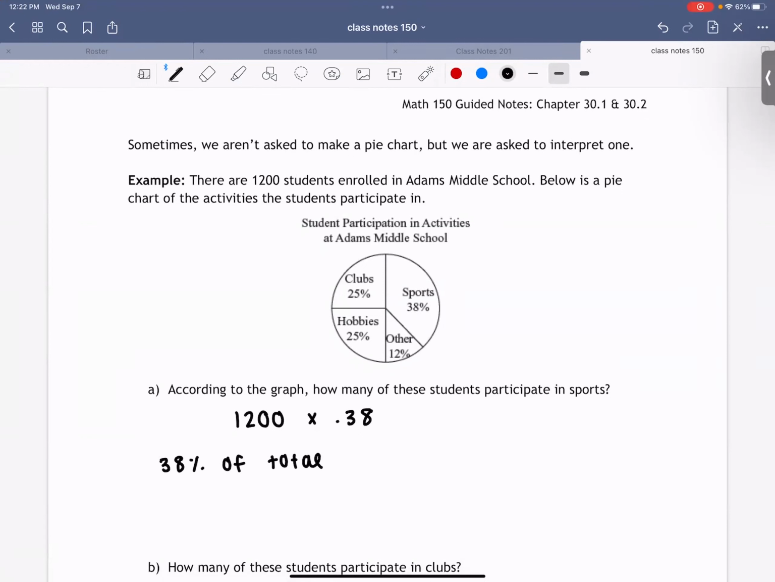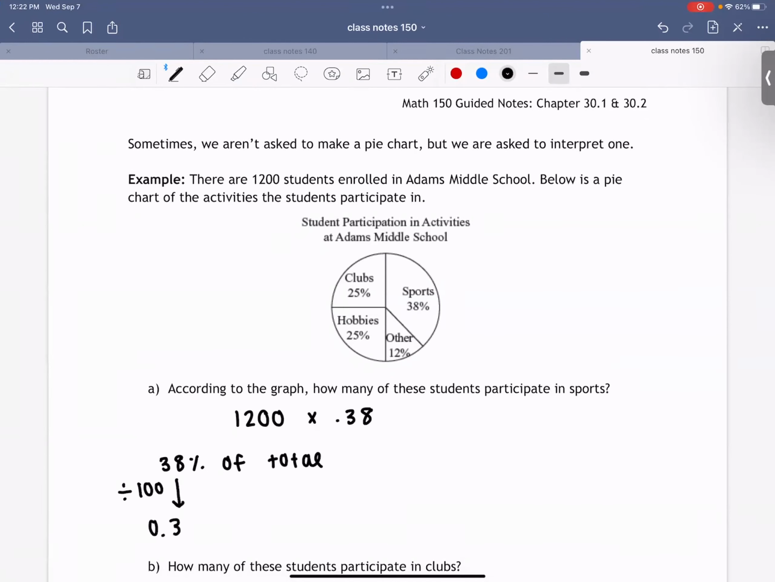Now to get from 38% to 0.38, one way you can do this is you can divide by 100. I think someone said in the last class that they moved the decimal point 2 to the left, so you can also do that. But dividing that by 100 gives you 0.38. Of always means times whenever we're doing word problems, right? So whenever you see of means times. And the total number of students is 1,200. When I multiply this out, I think I got 456. Sometimes my math is wrong, but I think that's right.